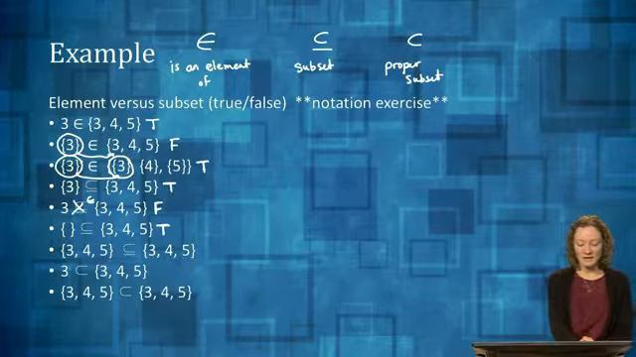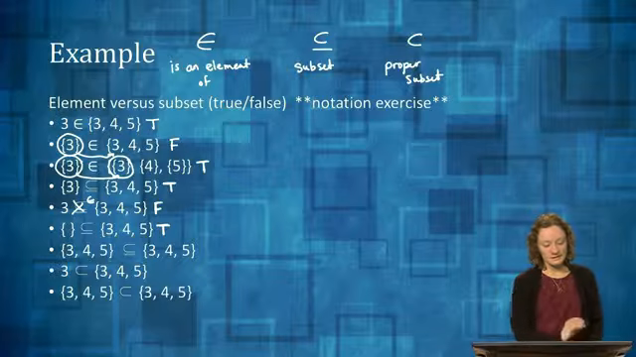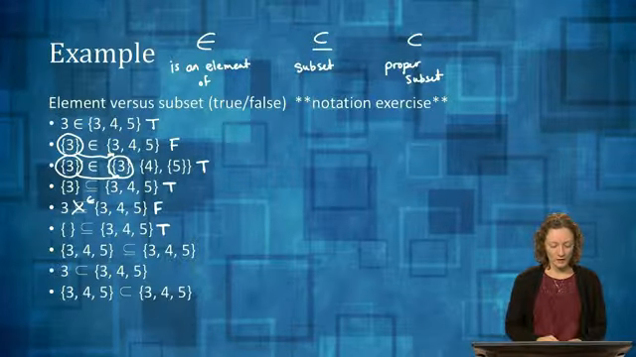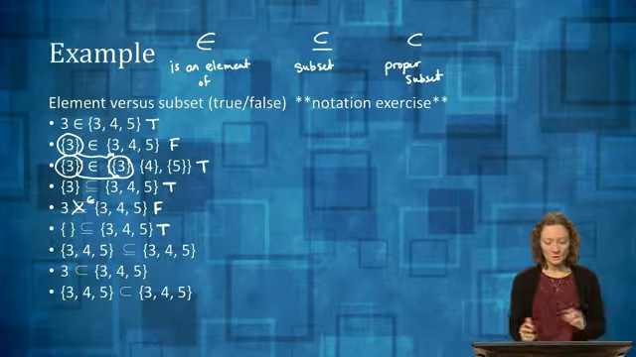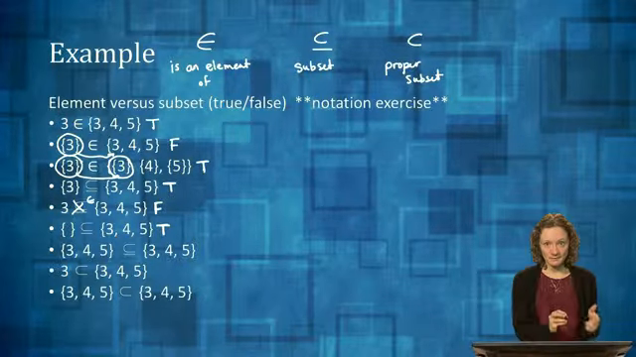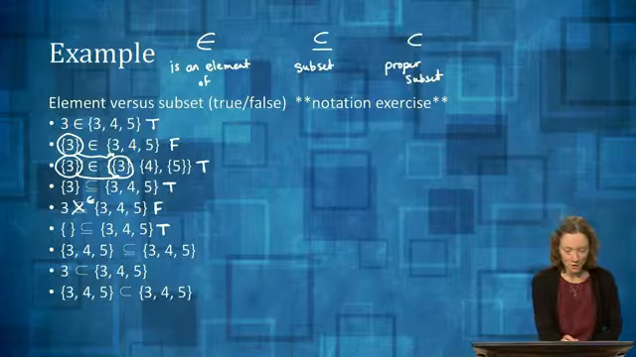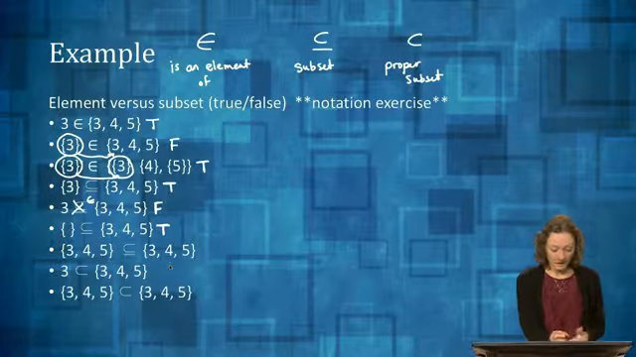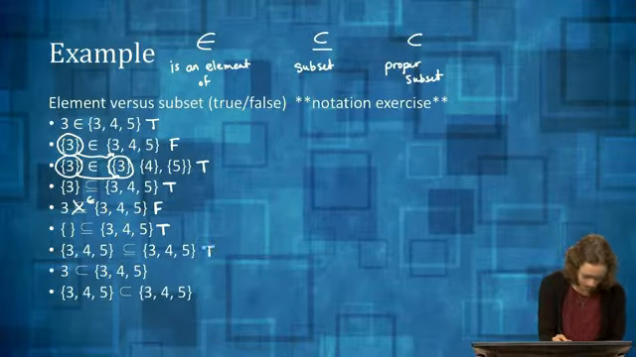The set containing 3, 4, 5 is a subset of the set containing 3, 4, 5. For this one, we're looking at subset specifically. So for it to be a subset, all elements of the first set have to also be elements of this second set, and they are, so this is true.